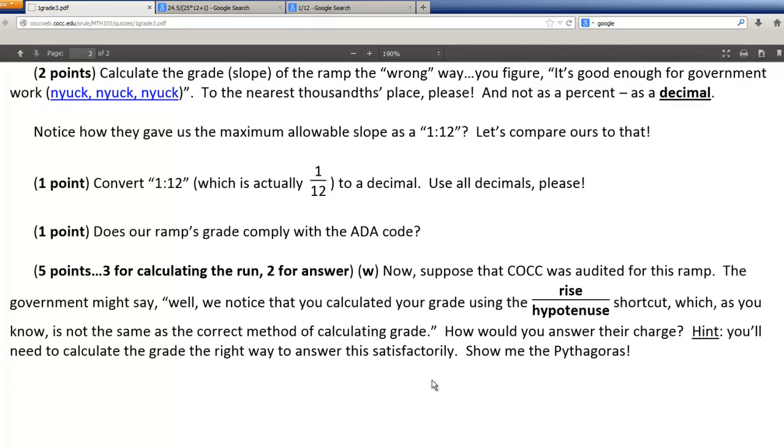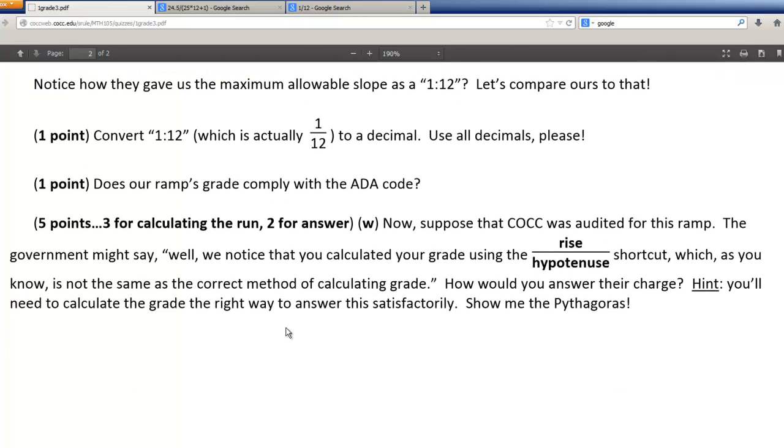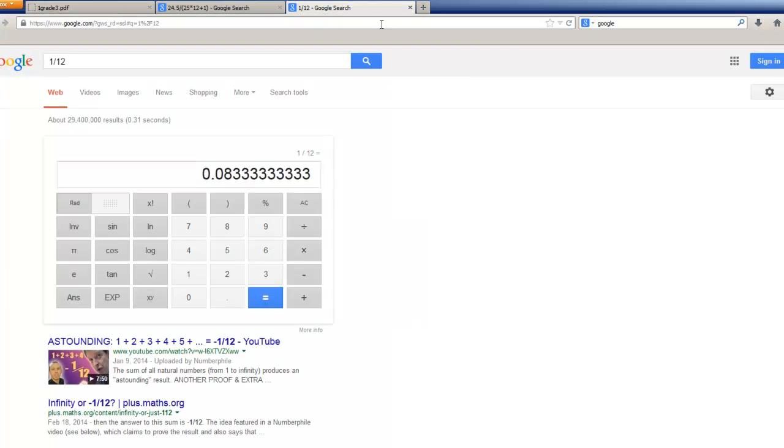And then last but not least, we have to check what happens if we got audited and they said, hey, wait a minute, you didn't do the slope the right way. You did rise over hypotenuse, not rise over run. So first we have to find the run, and then we calculate the rise over the run. To do that, I'll pull a Google window down.